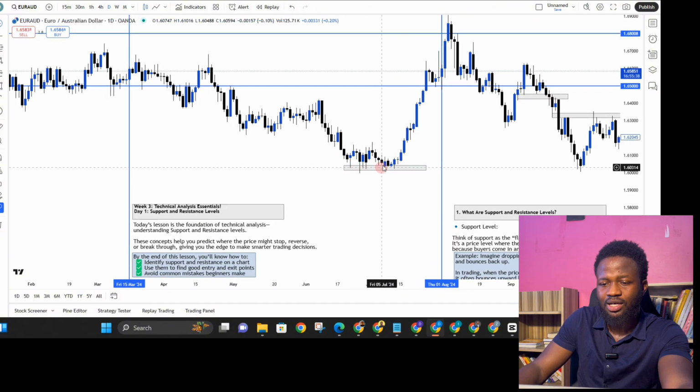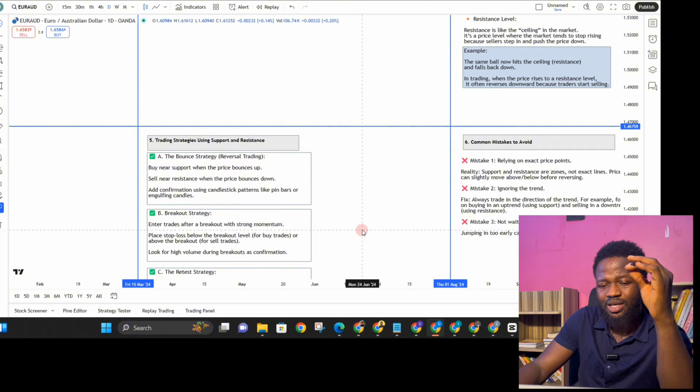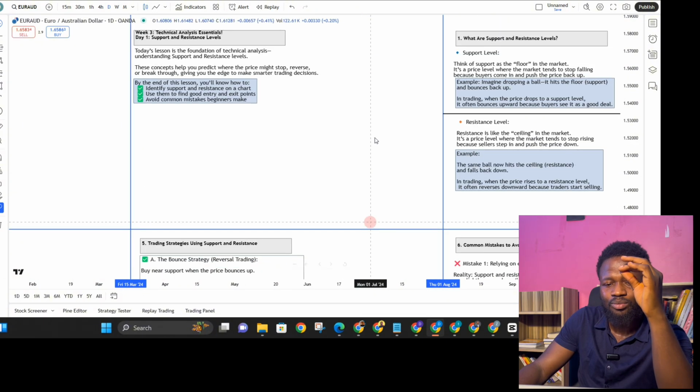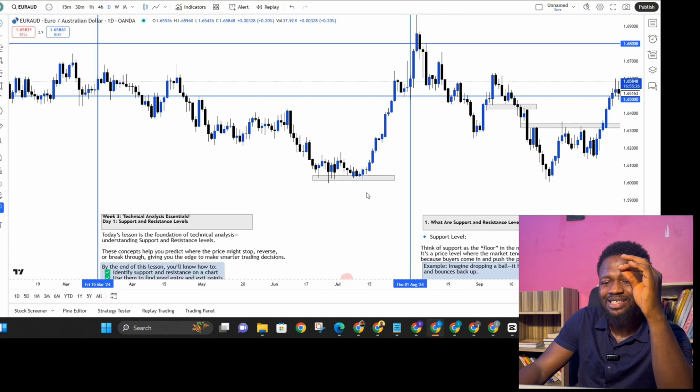Look at this support, right? This is the only place where you are allowed to buy. You're not allowed to buy in the middle of nowhere. It has to be at a support area, and you sell at a resistance area.